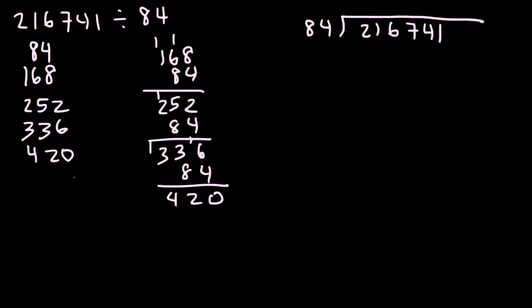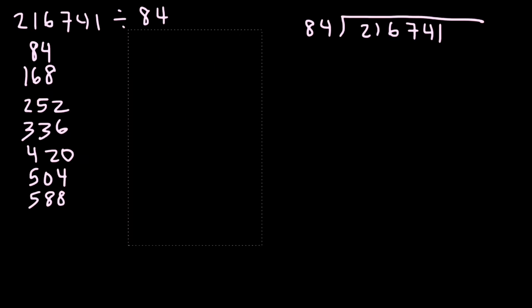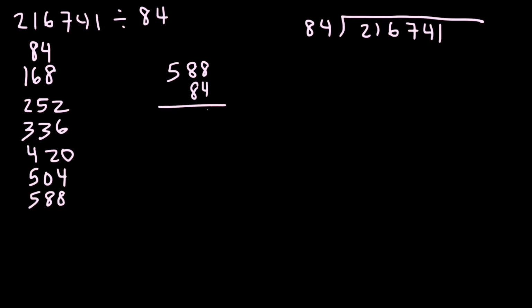Now 420 plus 84. 420 plus 80 is 500 plus 4. That's going to be 504. 504 plus 84, that's 588. So now let's add 588 and 84. So 8 plus 4 is 12. 8 plus 8 plus 1, that's 17. So this is going to be 672.